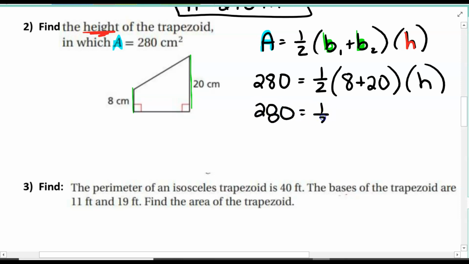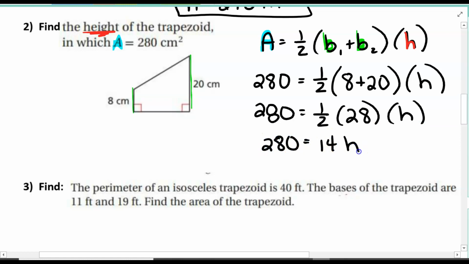280 is equal to 1/2 times 28 times height. So 280 equals 14 times height, and if I divide by that 14, I'm going to get my height is 20, and that's going to be 20 centimeters.